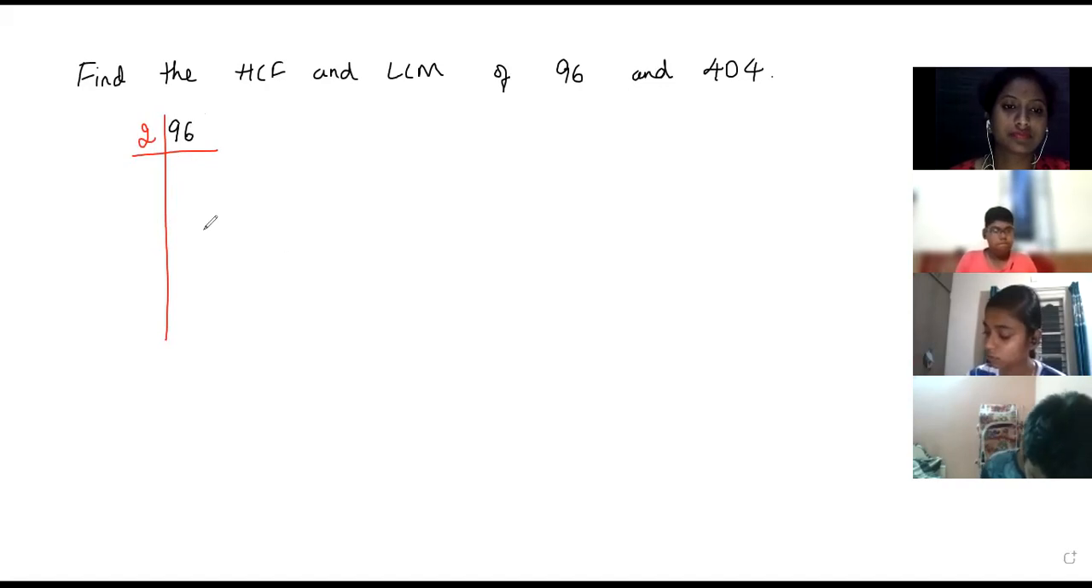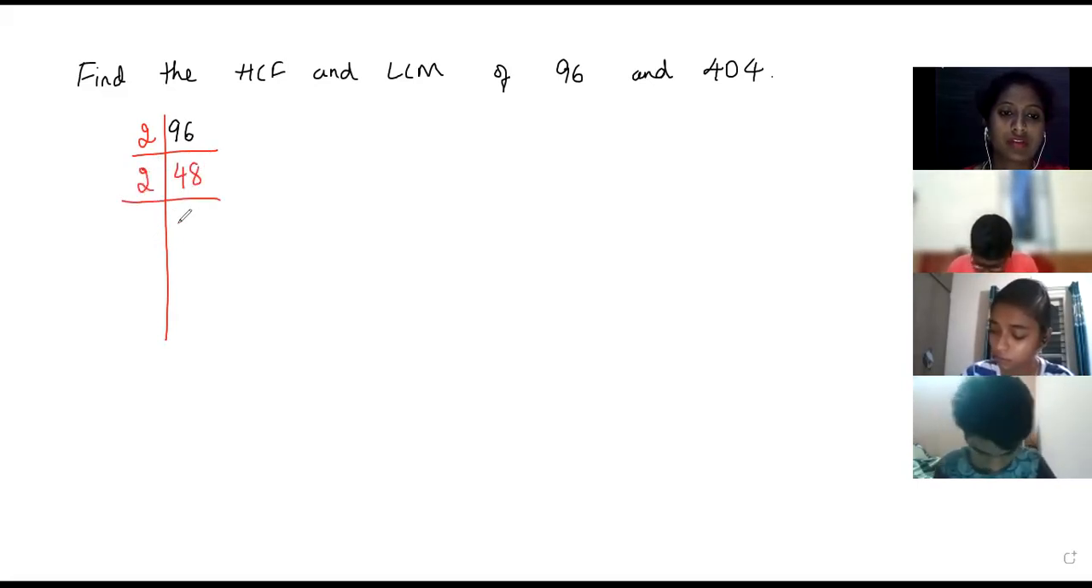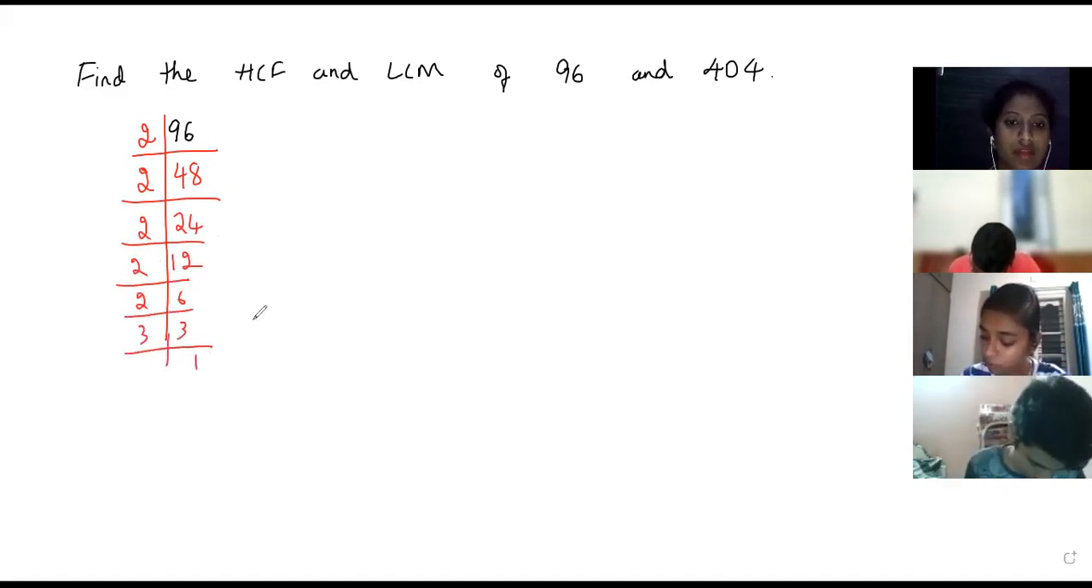Ma'am, can I tell? Yes, tell me. The prime factors are 2 into 2 into 2. Tell me the division. 2 48s are 96, 2 24s are 48, 2 12s are 24, 2 6s are 12, 2 3s are 6, and 3 1s are 3.